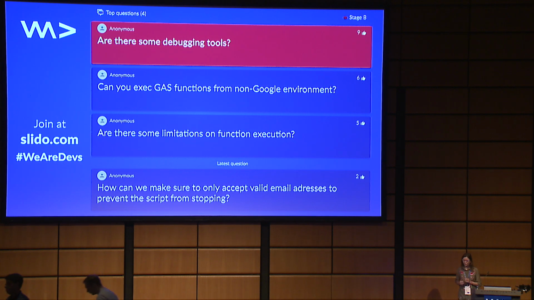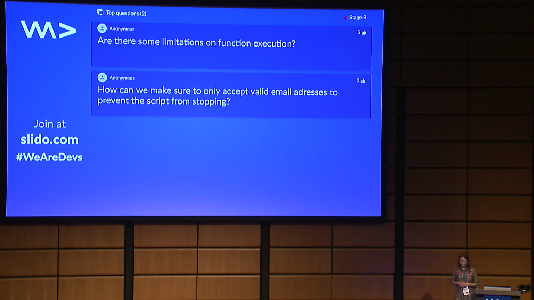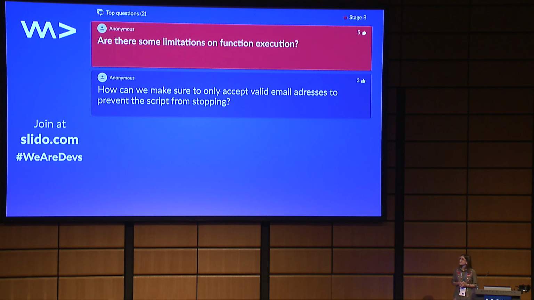Can you execute Google Apps Script functions from a non-Google environment? Yes, there is a Google Apps Script API which enables it from your native apps. Are there some limitations on function execution? Yes, there are limitations, as I mentioned. There are daily quotas, which you can also check in the link that I sent you. And also, one function cannot run more than 4 to 5 minutes.